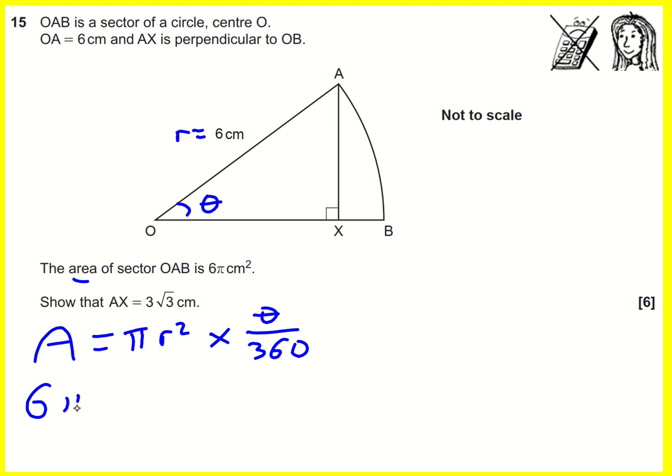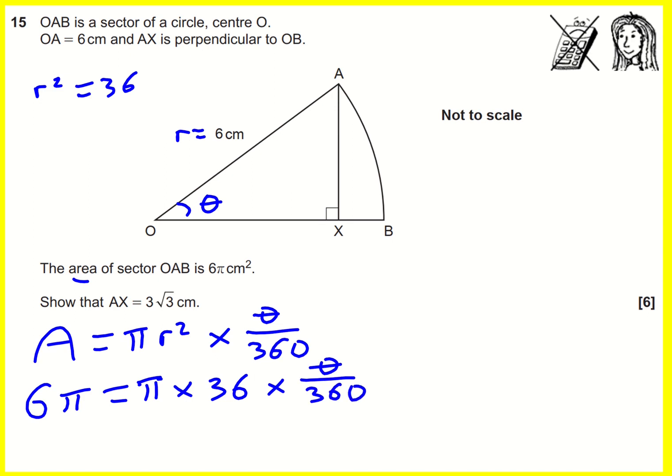So I know the area is 6 pi, and that's equal to pi times 6 squared, which I'm going to write straight down as 36. R squared equals 36, and then I'm timesing by theta over 360. Now this is pretty good because the pi's are going to cancel. I think I should just do another line.